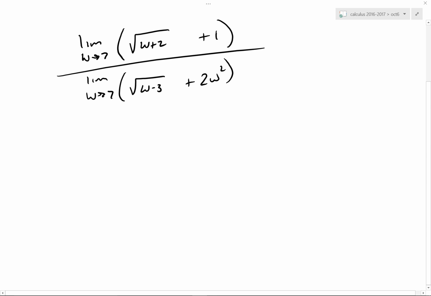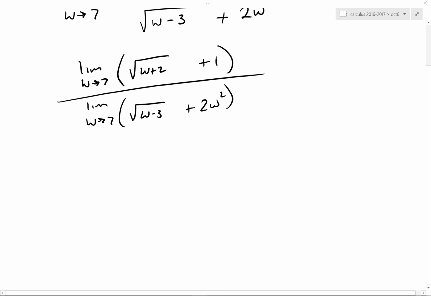On this next one, I'll let you do 2 pieces at a time. I mean, because it's kind of ridiculous at some point, right? So, I will have the square root of the limit as w approaches 7 of w, plus the limit as w approaches 7 of 2. For the plus the limit.